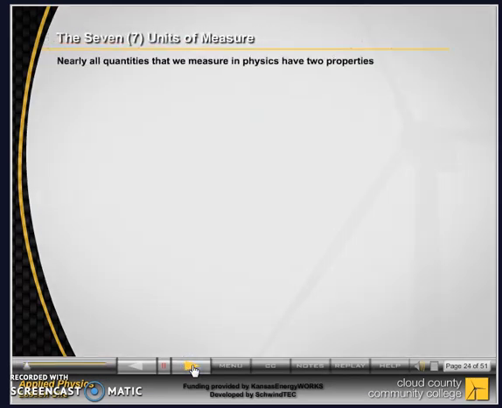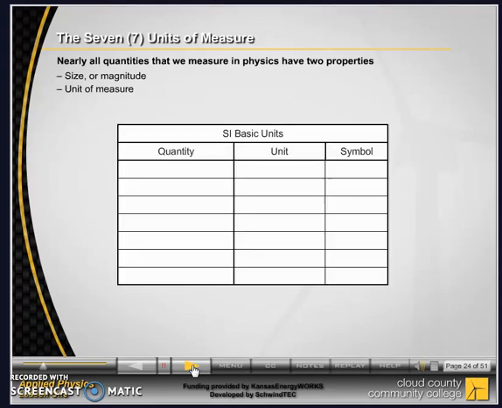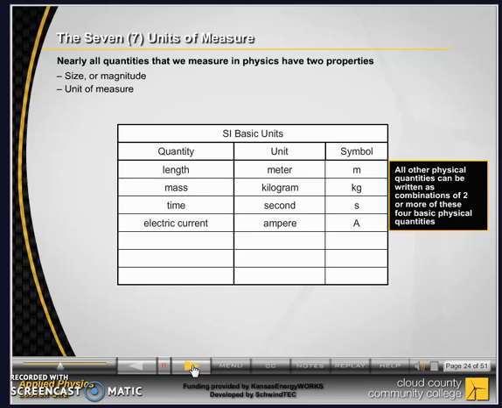Nearly all quantities that we measure in physics have 2 properties: size or magnitude, and a unit of measure. We can define 4 fundamental physical quantities: length, mass, time, and current. All other physical quantities can be written as combinations of 2 or more of these 4 basic physical quantities. In practice, 3 other physical quantities are defined: temperature, amount of a substance, and luminous intensity. The reason for defining these quantities as fundamental is that it is much more convenient to define them separately rather than to express them in terms of the basic 4.